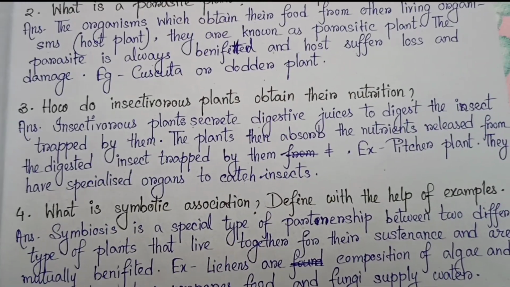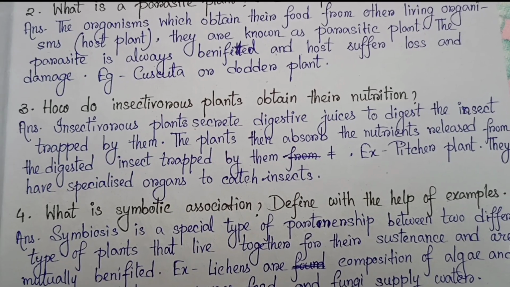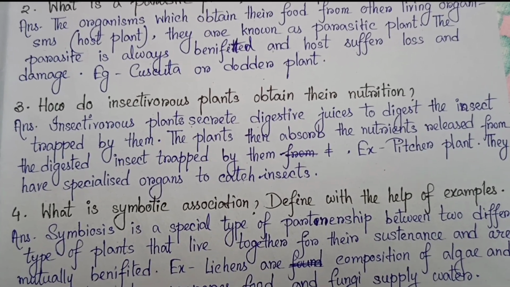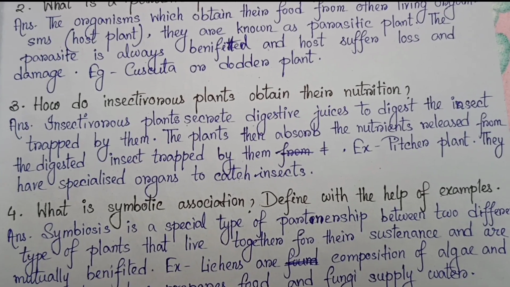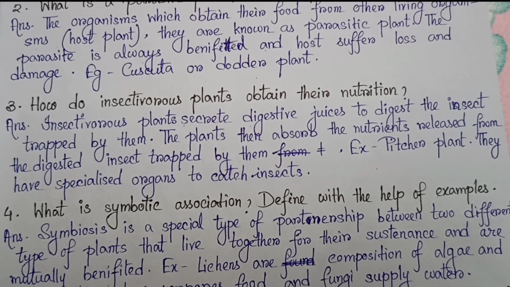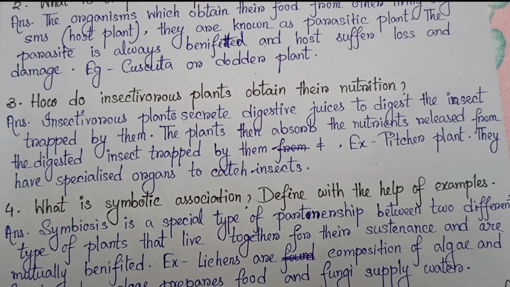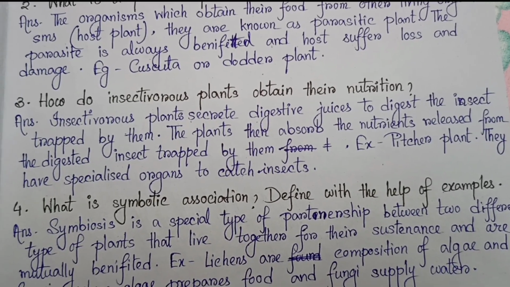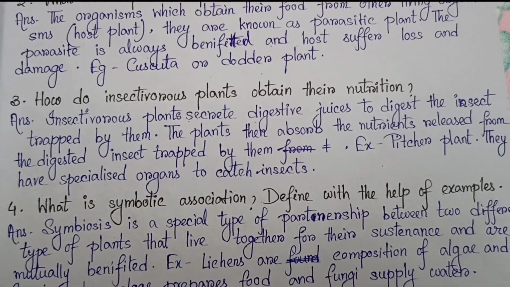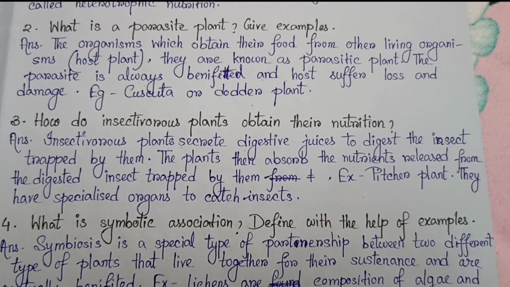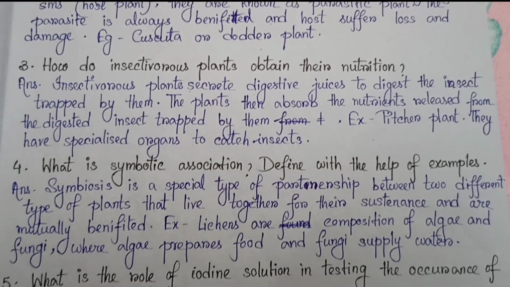Number 3, how do insectivorous plants obtain their nutrition? Insectivorous plants secrete digestive juices to digest the insects trapped by them. The plants then absorb the nutrients released from the digested insects. Okay, example, pitcher plant, they have specialized organs to catch insects.